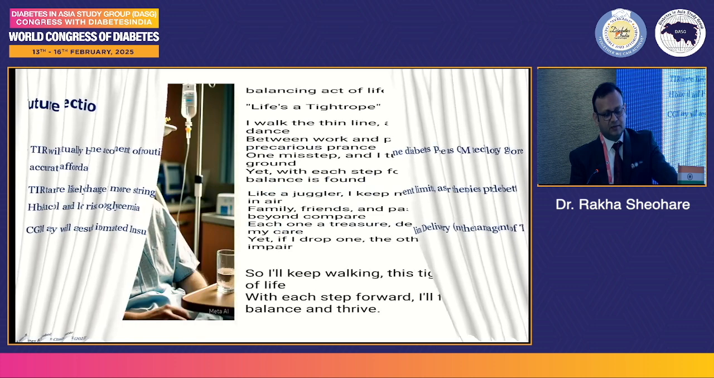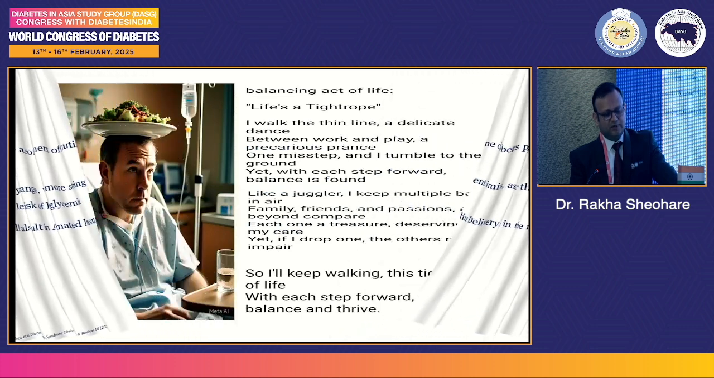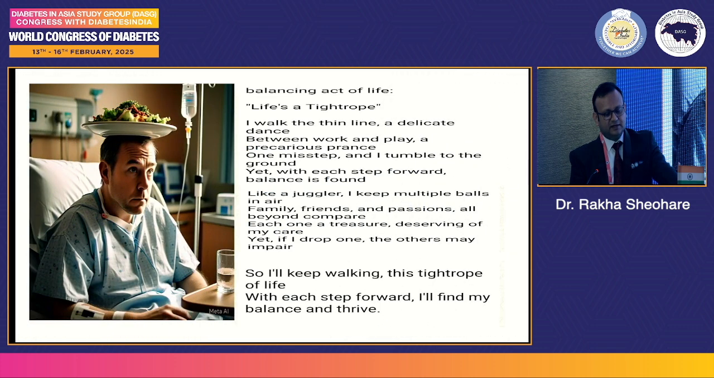So because I always end with a poem: life is a balancing act. Life is a tightrope. I walk the thin line, a delicate dance between work and play, a precarious prance. One misstep and I tumble to the ground, yet with each step forward, balance is found. Like a juggler, I keep multiple balls in the air: family, friends, and passion all compare. Each one a treasure deserving of my care, yet if I drop one, the others may impair.